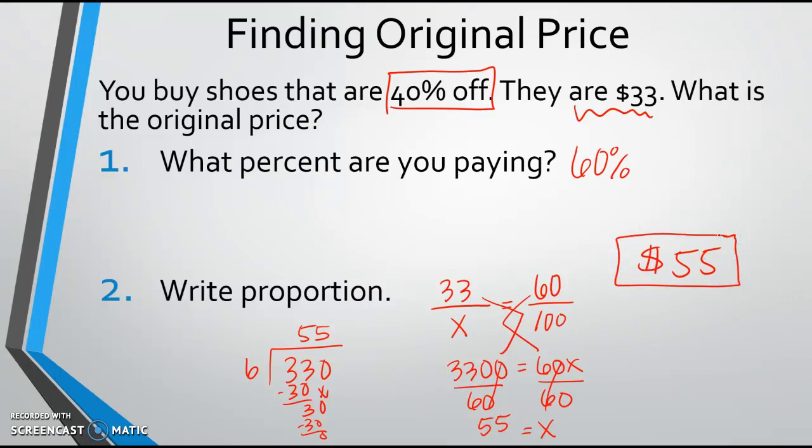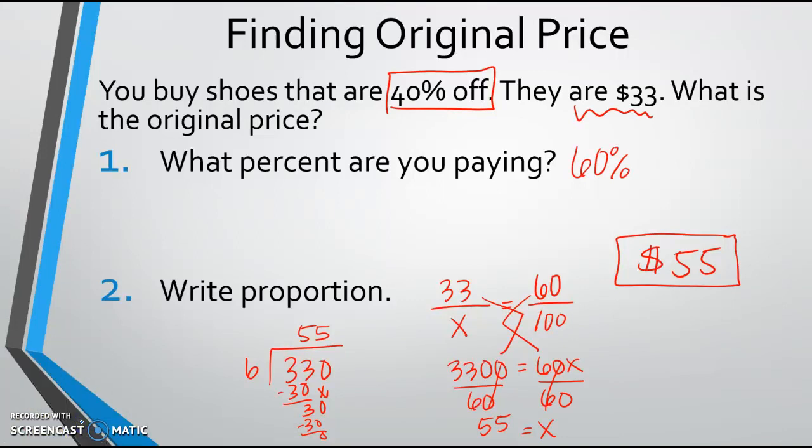A good way to go through and check to make sure that's right is, we're saying the original price of these shoes is $55. So if we knew that these shoes were $55 and we're getting 40% off, we could find 40% of our $55. And if it didn't equal 33, then we did something incorrectly. So it's kind of a nice built-in check that you can do. So I'll show you how I would do that.